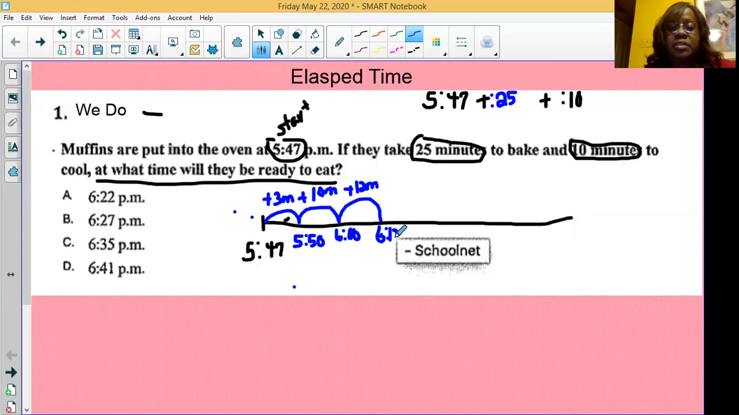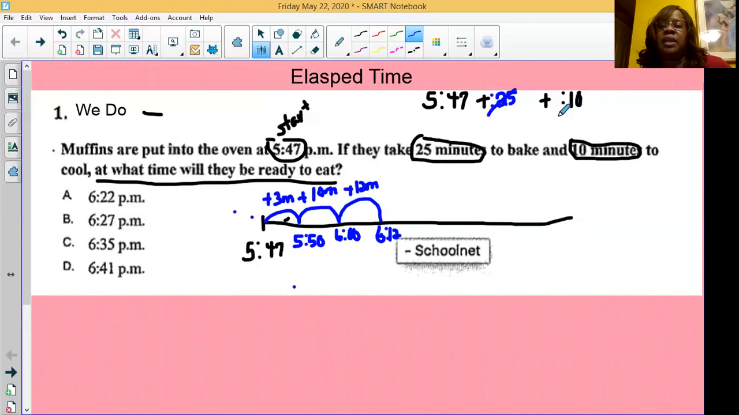But we're not finished because we've only added the 25. Let's check our addition. 12 plus 10 is 22, 23, 24, 25. That's our 25 minutes. Let's check our times. 5:47 is what we started out with. We added 3 minutes. It gave us 5:50. We added 10 more. That made it 6 o'clock. And then we added 12. And now we're at 6:12. Okay? So we've added 25 minutes.